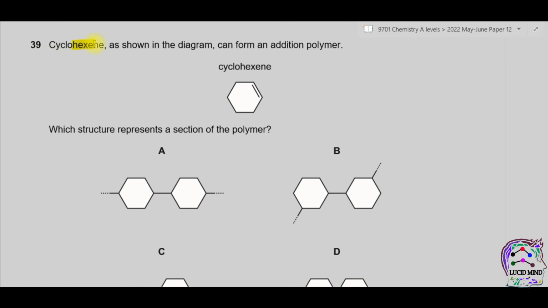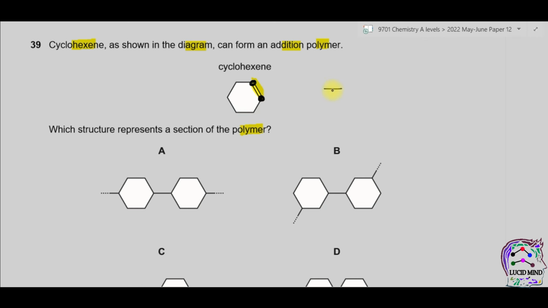Question 39. Cyclohexene, as shown in the diagram, can form an addition polymer. Now this is cyclohexene. We have a double bond between these two carbons. Which structure represents a section of the polymer? Now always remember that on the backbone of this polymer, we have only those carbons that are making a double bond. So these two carbon atoms should be present in the backbone of that polymer, while these carbons should not be present as a backbone.